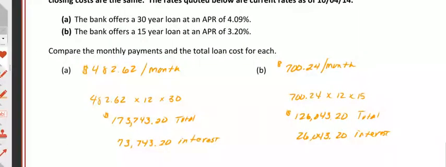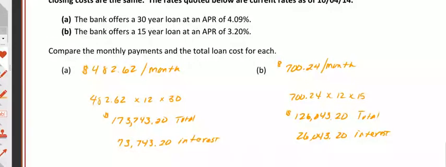Using the online loan calculator, I end up with the 30-year loan at 4.09% having a monthly payment of $482.62. The bank that offers the 15-year loan at an APR of 3.20% gives me a monthly payment of $700.24 per month. Very easily, using that online calculator, you can find these.